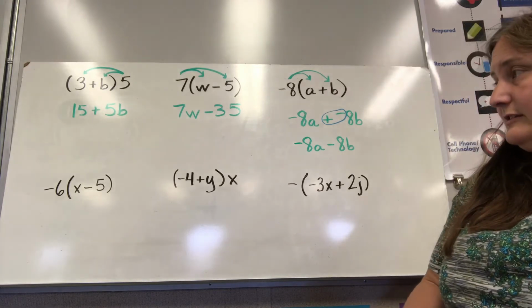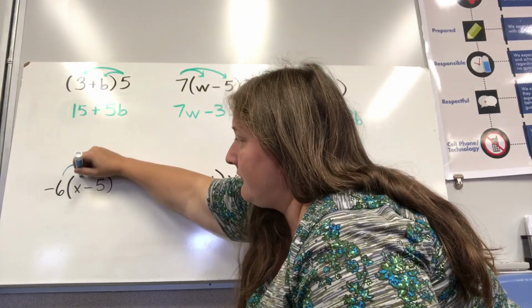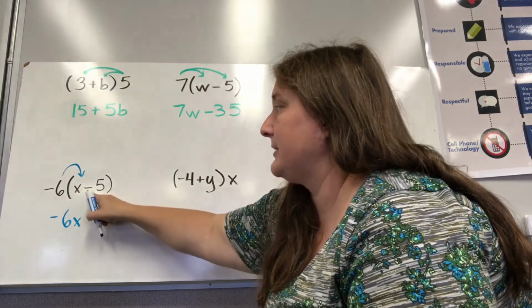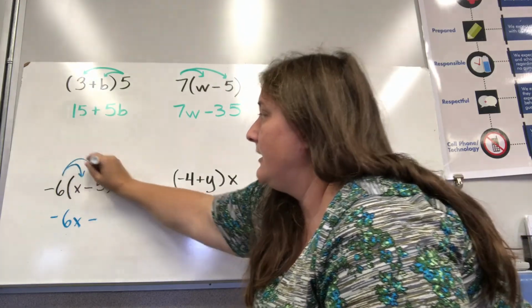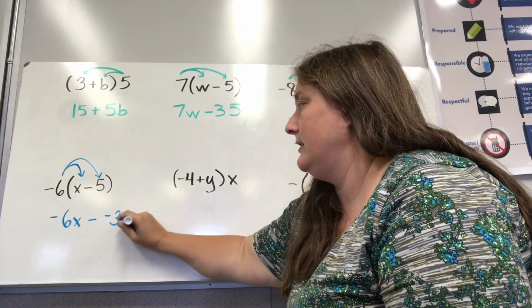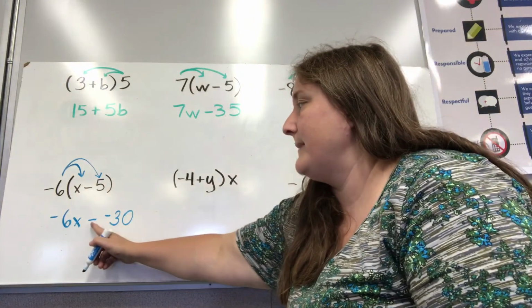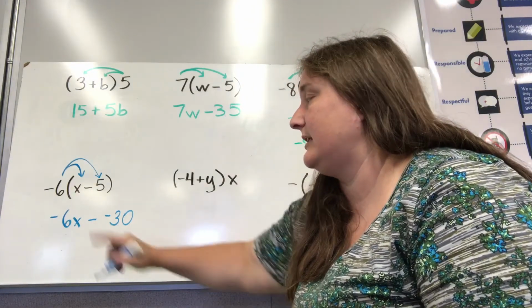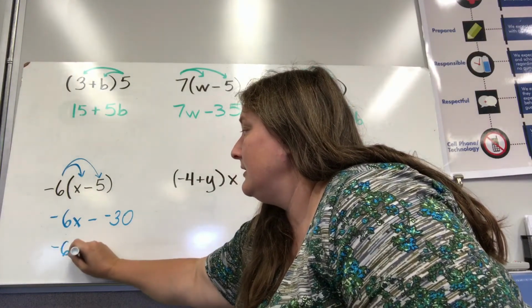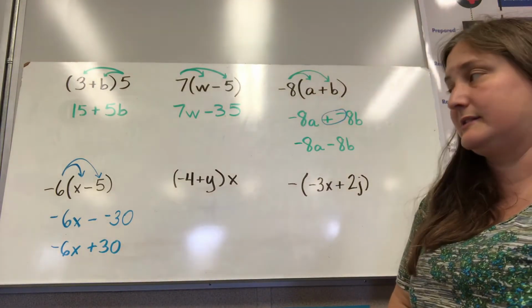All right, let's solve these. First here I'm going to distribute my negative 6. So negative 6 times my first number here, x, is going to be negative 6x. Minus, because this one is a difference, negative 6 times 5 gives me negative 30. So I've simplified it, but not completely. I can take these 2 minuses, a subtract and a negative sign here, and combine them to an addition. So negative 6x plus 30 would be my most simplified version.